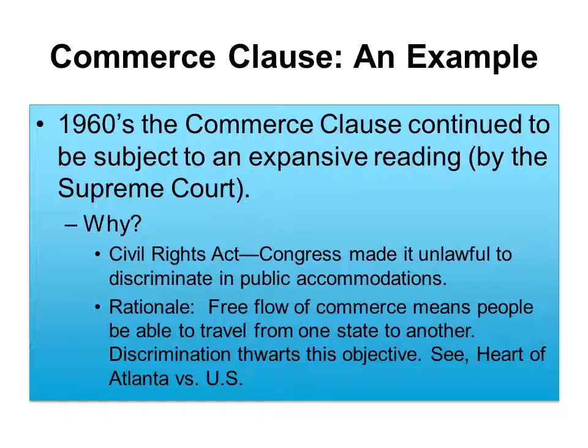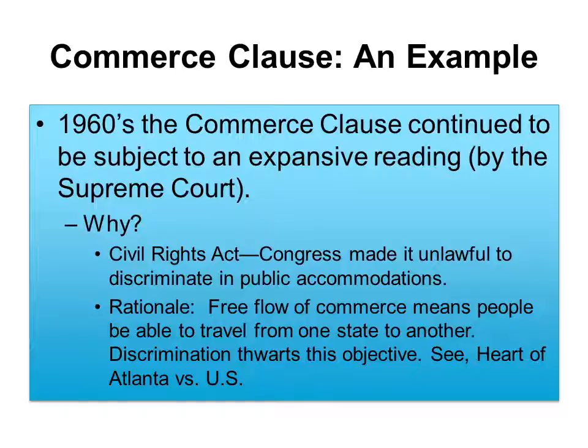from one state to another. And discrimination, even at the Heart of Atlanta Hotel, was going to thwart this objective according to the United States Supreme Court. So the United States Supreme Court was interpreting the United States Constitution in relation to a law that basically permitted discrimination. And in permitting that discrimination, the United States Supreme Court said, no, we can't permit that discrimination.